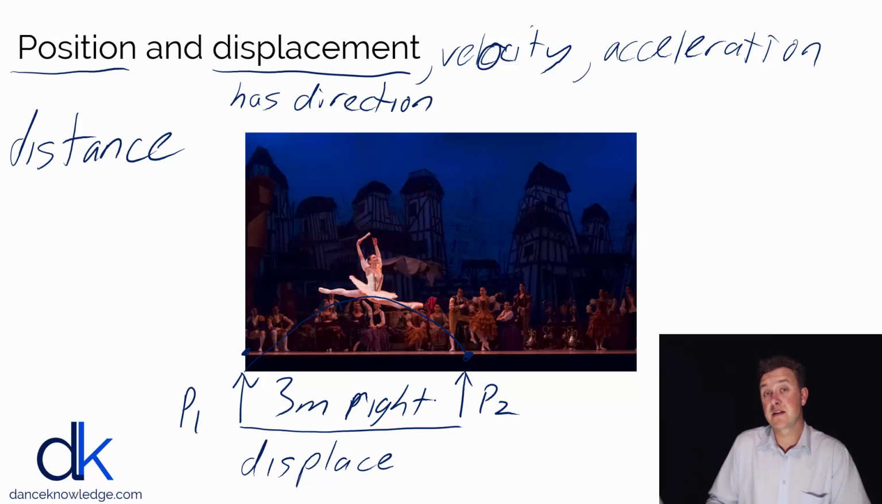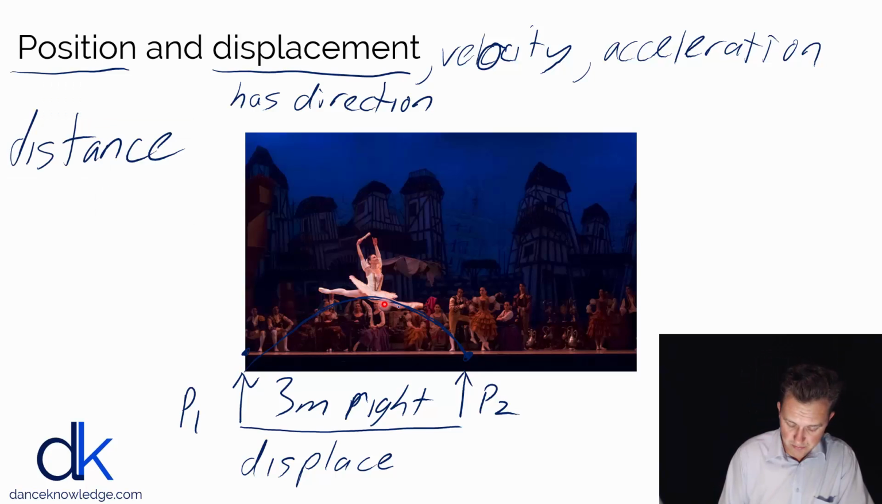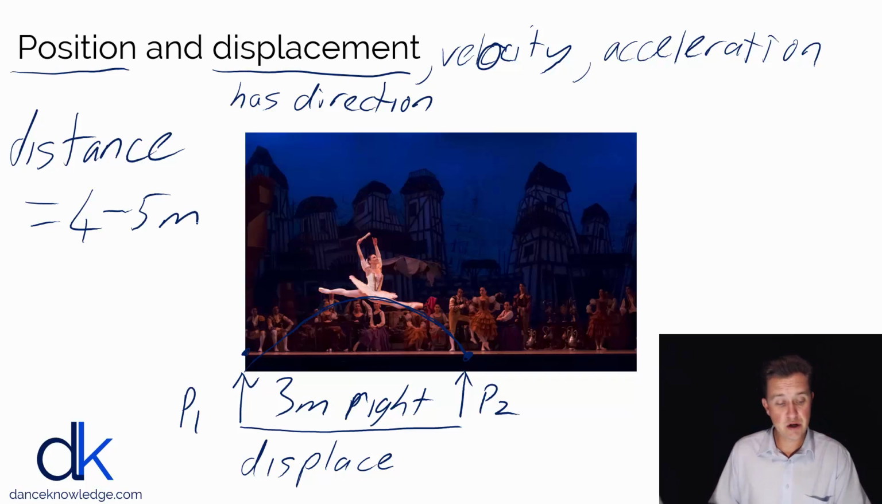Okay, a distance doesn't have direction, and so we could actually say that this arc here, the arc that the ballerina has moved through, up and through, that's actually the distance that our ballerina has moved through. But the displacement, because we're just going from point 1 to point 2, is 3 meters to the right. But the distance could equal something like 4 meters or 4 to 5 meters, because she's gone through this arc shape here. We've got this arc occurring.